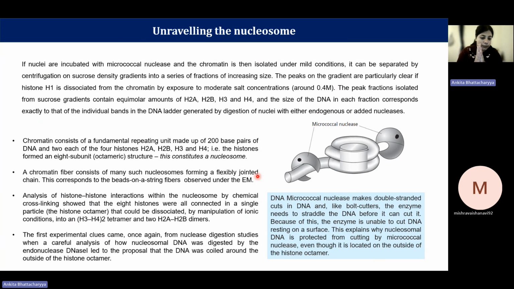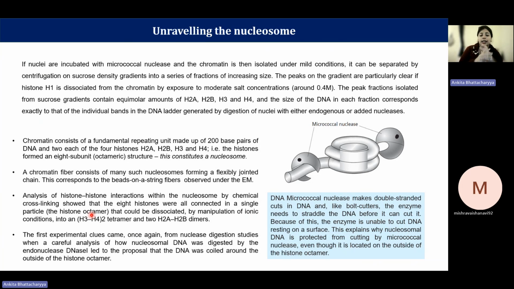But basically what you see here are that 8 histones are all connected into a single unit, which is called the histone octamer. And this unit, it's not continuous. They are all independently folding subunits, which can be separated or which can be dissociated. And that can be done by the manipulation of ionic conditions such that it forms a H3H4 tetramer.